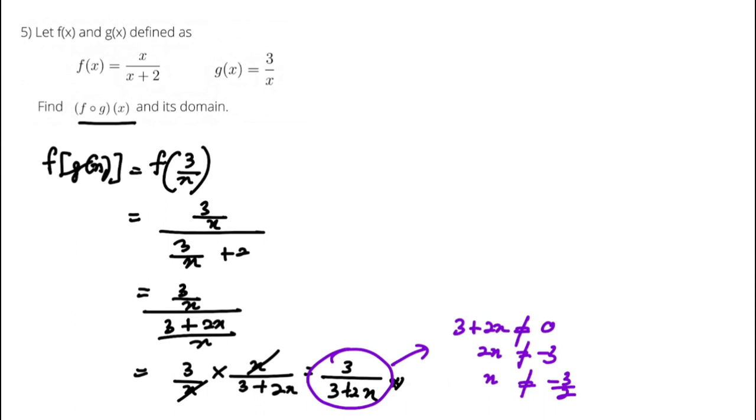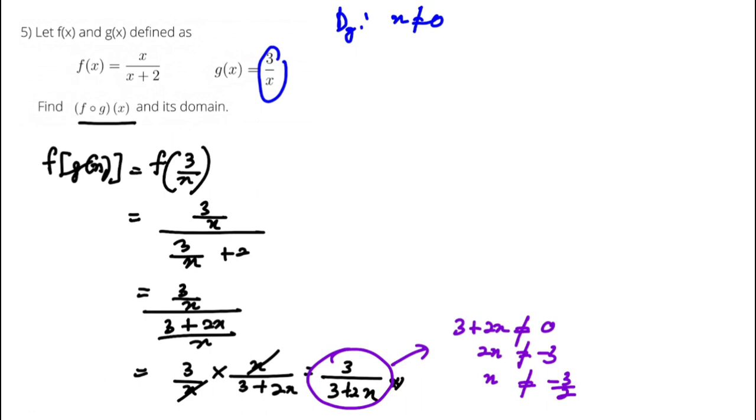So that is the domain for the final expression, and that domain must intersect with the domain of the inner function. In this case, our inner function is 3 over x, so x cannot be 0. Otherwise this function will be undefined. So these two domains must intersect. When you have this kind of domain, to combine them you don't need the line graph because we have both: x cannot be 0 and x cannot be negative 3 over 2.